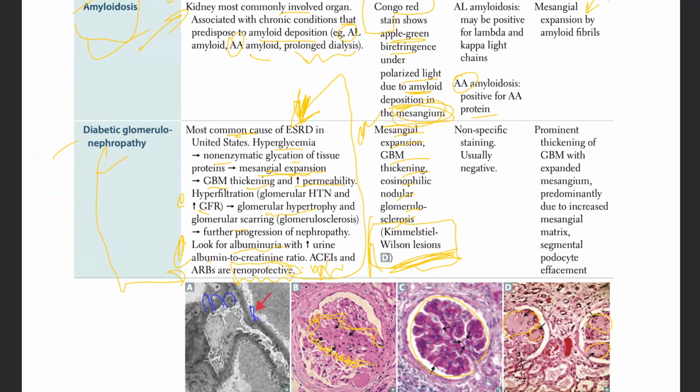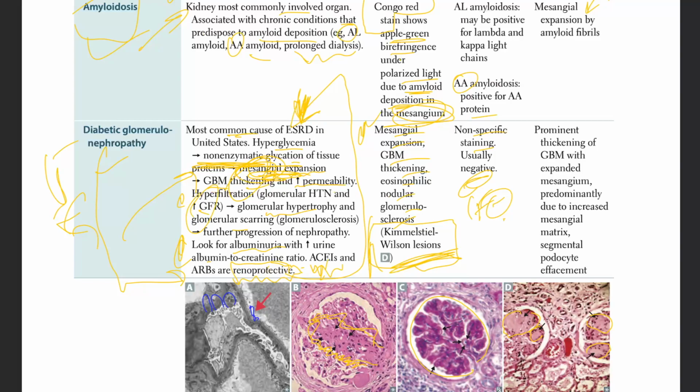On your immunofluorescence, there is non-specific staining, usually negative. Immunofluorescence is negative because it's not antibodies or complement that is depositing, but here the pathology is non-enzymatic glycosylation. So there is so much glucose in the blood that proteins undergo non-enzymatic glycosylation, and they deposit into the mesangium, leading to thickening of the glomerular basement membrane, which would cause an increase in GFR.